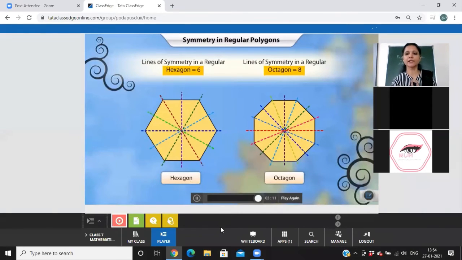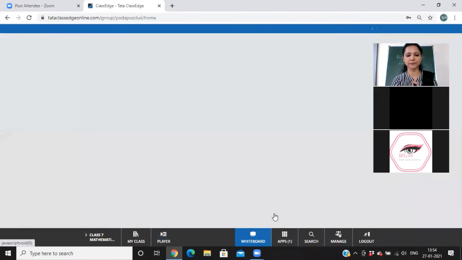Okay, so I hope you've understood the topic of symmetry and the lines of symmetry of the various shapes. Yes, ma'am. So children, now I want you to open your notebooks and write down some important points regarding symmetry.